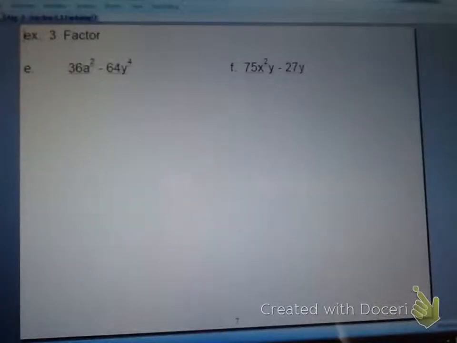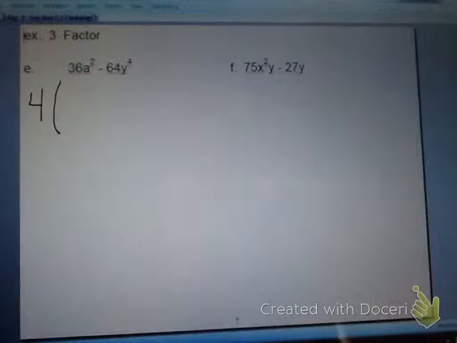Example 3E, 36 and 64 are perfect squares. So this looks to me like a difference of two perfect squares. However, don't forget to look for a GCF. And there is a GCF that goes into 36 and 64. The greatest common factor that goes into 36 and 64 is 4.